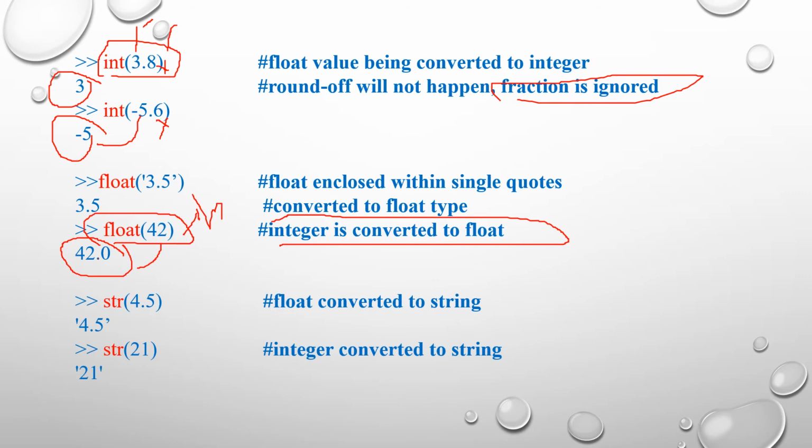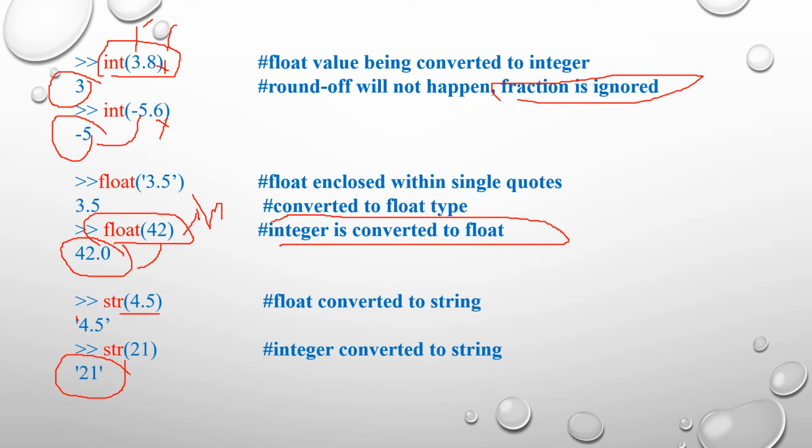So let's consider one more example. String of 4.5. The float 4.5 is a float value, and it is converted into a string. So here 4.5 is enclosed with single quotes. Again, string of 21. So 21 is the integer. Here the type conversion is string. It converts the integer into a string. So here 21 is enclosed with single quotes.